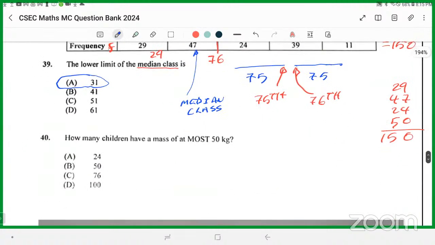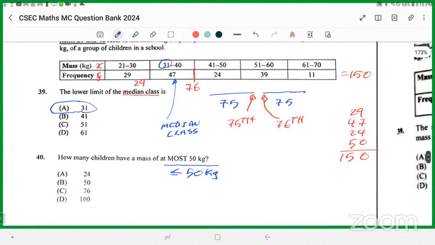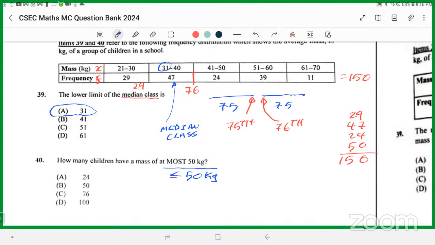It says, how many students have a mass at most 50? Remember, at most 50 means less than or equal to 50. 50 is the most. So how many students less than or equal to 50? So you're talking about all of these. So 76 plus this 24, you have 76 already plus 24. So I can just add them up like this: 29 plus 47 plus 24, which is 100. Less than or equal to 50.